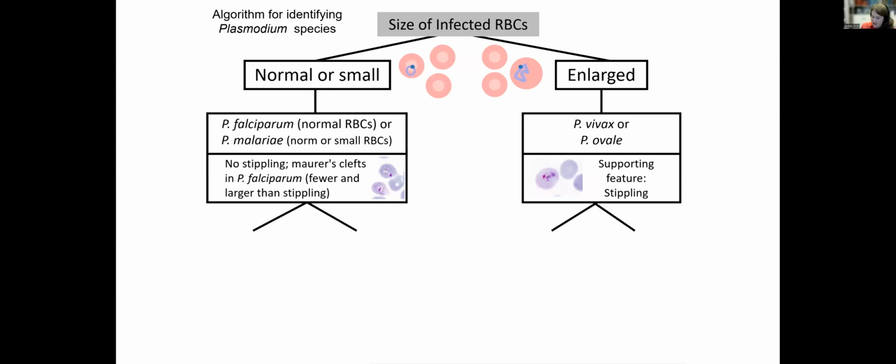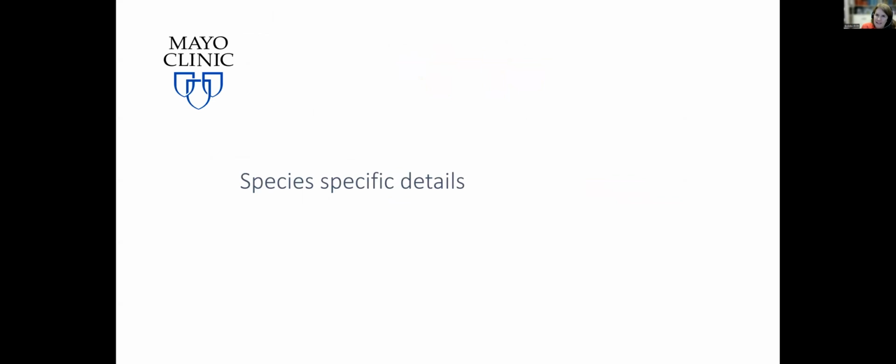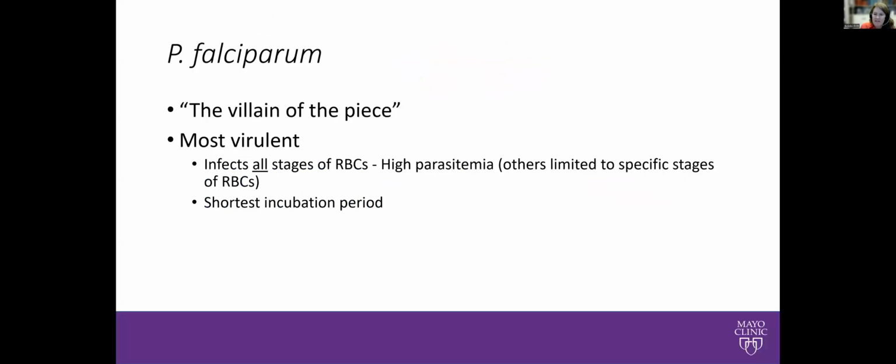Now you use all the other features to differentiate and go down to the actual species level. So let's go through those one at a time, and we'll try to make it as easy as possible. So species-specific details. We'll start with Plasmodium falciparum. If this was a theater piece, this would be the villain of the piece. It is the most virulent.